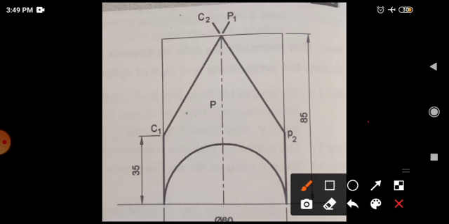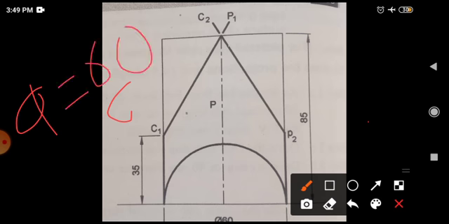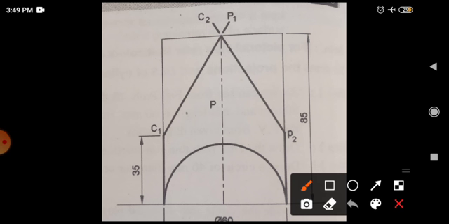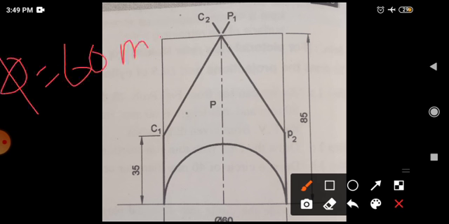There is a cylinder of diameter 60. Phi is the notation of diameter, so phi is given as 60 millimeter. All dimensions will be in millimeter. Then its height h is given as 85 millimeter.